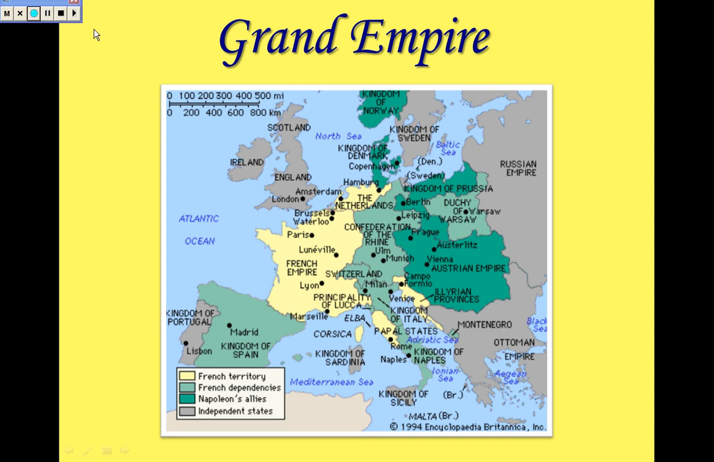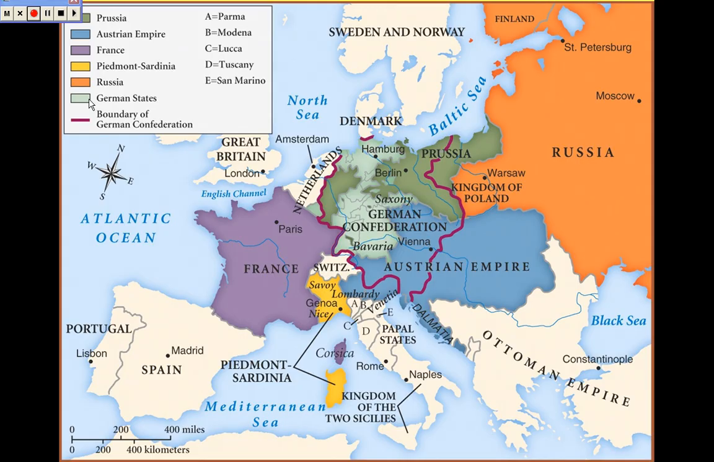So what the Congress of Vienna has to do is redraw the political map of Europe, because when Napoleon loses, no one's going to continue to dominate that much land. So look how different this had been, Napoleon's Grand Empire. Look at this versus what they come up with instead. This was the final product that the Congress of Vienna came up with.